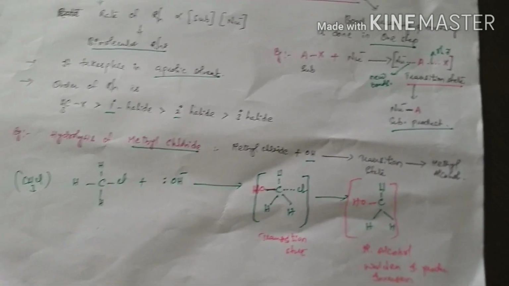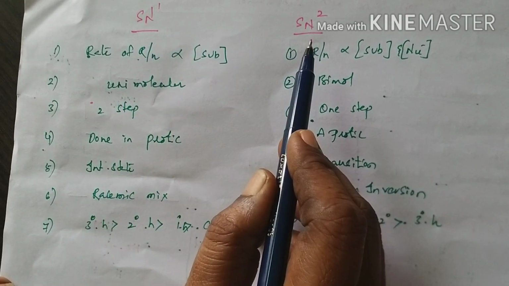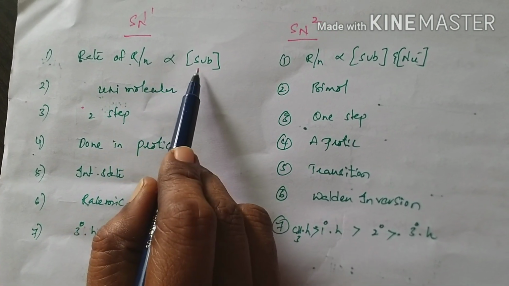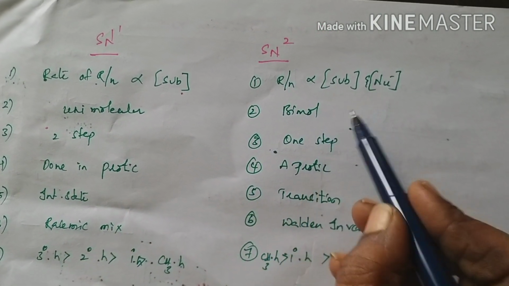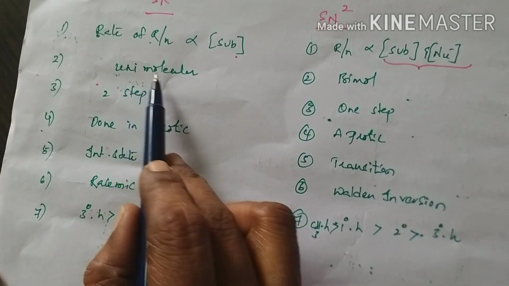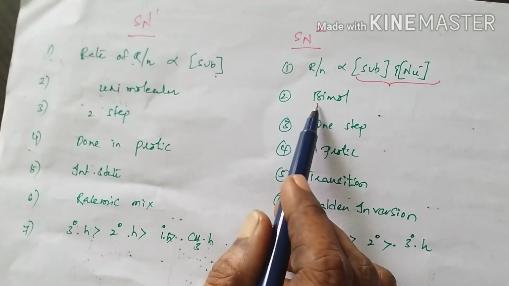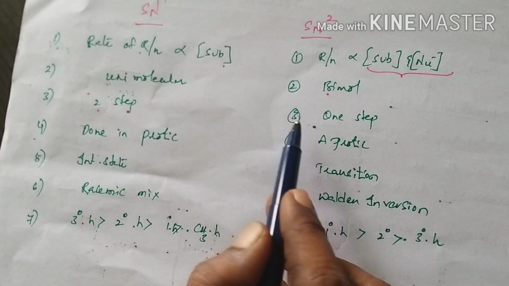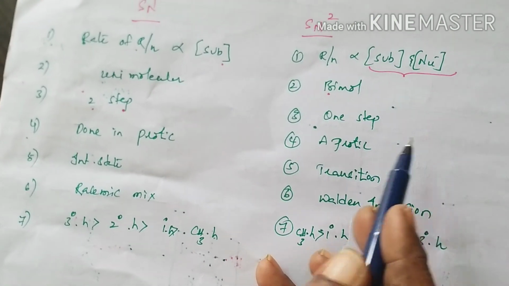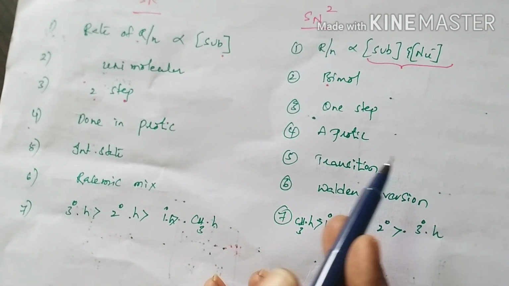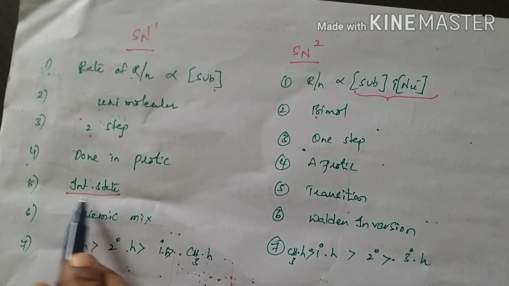Now the difference between SN1 and SN2 reactions. In SN1, the rate of reaction depends only on the concentration of substrate, but in SN2 it depends on the concentration of both substrate and nucleophile. SN1 reactions are unimolecular, SN2 reactions are bimolecular. The SN1 mechanism is a two-step mechanism, SN2 is a one-step mechanism. SN1 is done in protic solvent and SN2 is done in aprotic solvent. In the SN1 mechanism, an intermediate state is formed.